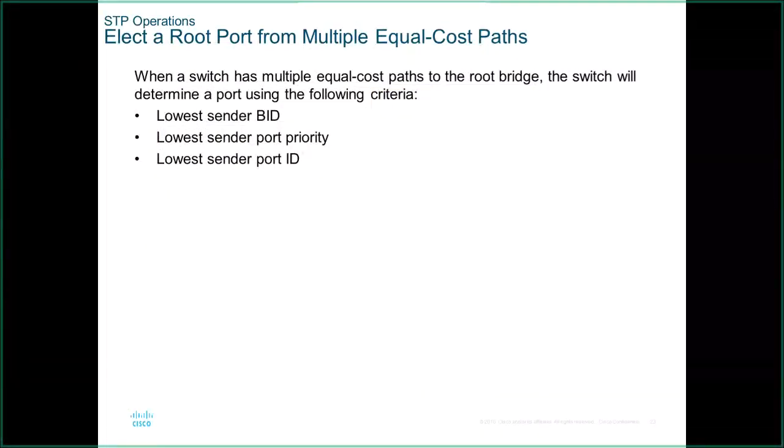So when we have multiple ports of equal value going back to the root, the switch needs to use the following criteria to determine the lowest cost port. So we've got the lowest sender bridge ID, then if that all is the same, lowest sender port priority, and then the lowest sender port ID.